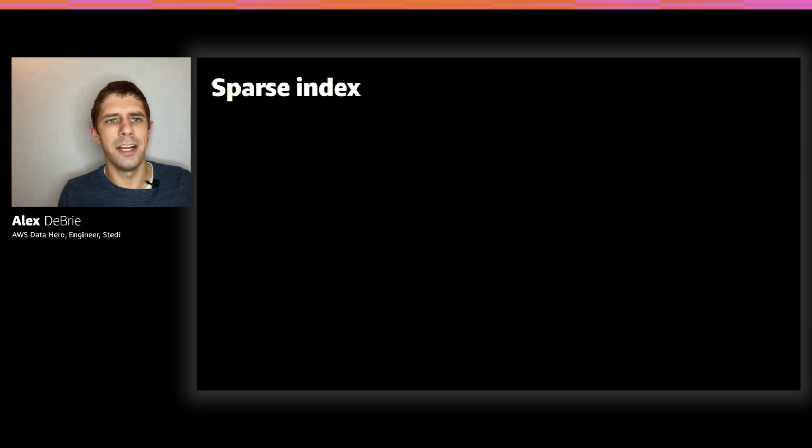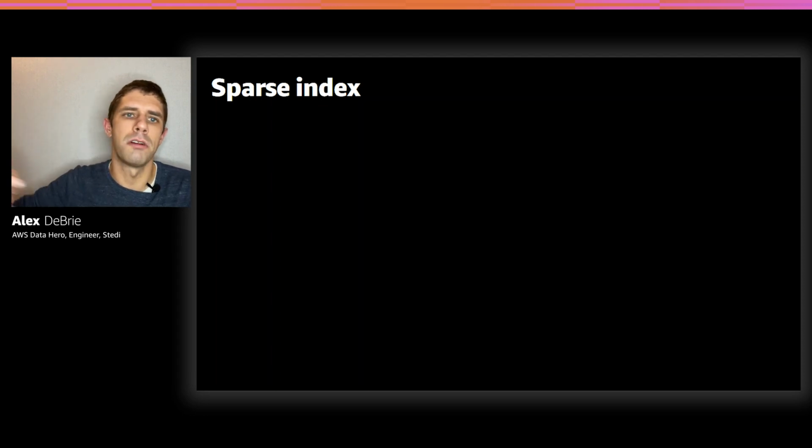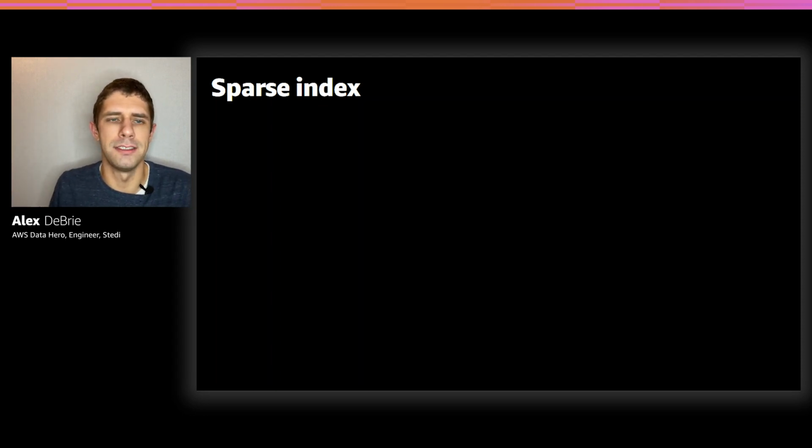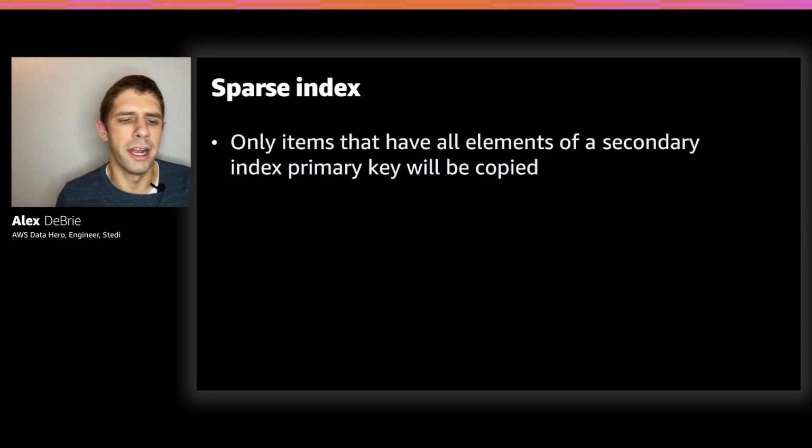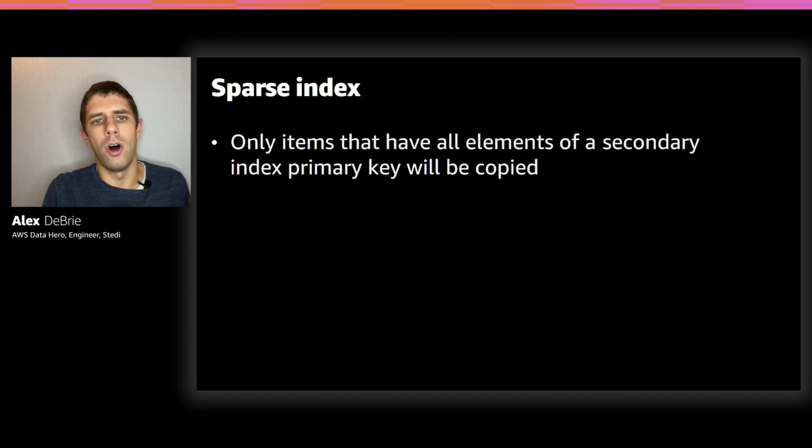We talked about secondary indexes in the last session, but just a reminder of what that is. You can create a secondary index on your table, and it basically gives you a new primary key. So you declare a primary key for the secondary index, and all the items in your base table are going to get copied into that secondary index if they have those primary key values. The important thing to know is that only items that have all elements of a secondary index primary key are going to get copied over. If it doesn't have those elements, it's not going to get copied over.